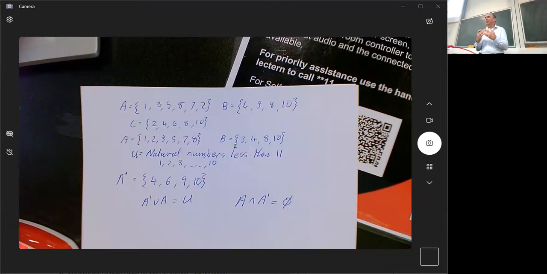A and A complement, great, because they have this beautiful property that everything is in one set, but nothing is in the intersection. That makes my life a lot easier for some of these sets.